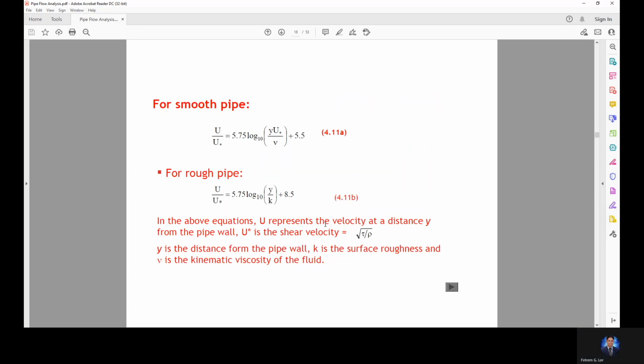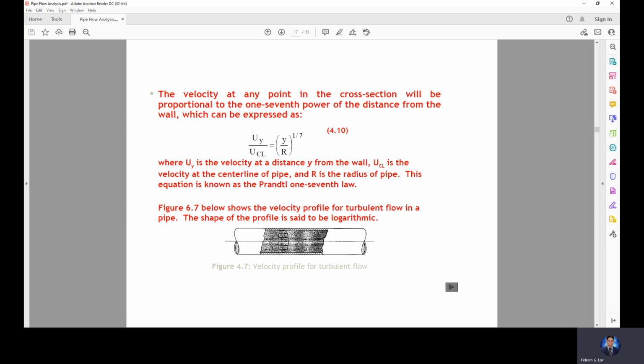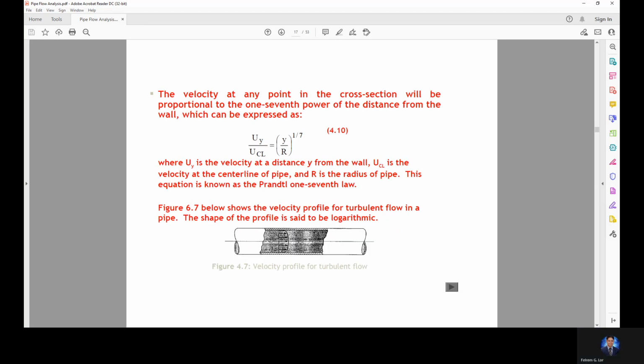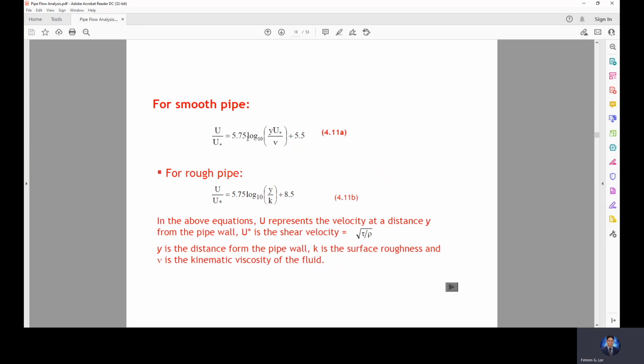Let's go back. For smooth pipe, there is an equation to follow. As I've said, the velocity profile follows a logarithmic pattern, a logarithmic line. So the equation is logarithmic.